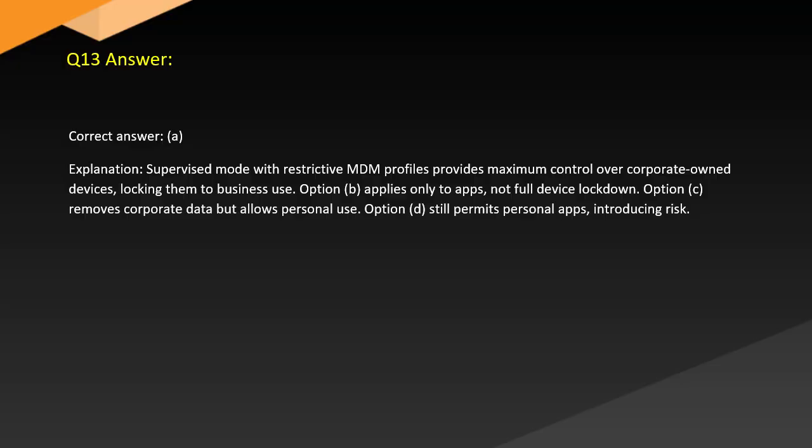Answer. Correct answer: A. Explanation. Supervised mode with restrictive MDM profiles provides maximum control over corporate-owned devices, locking them to business use. Option B applies only to apps, not full device lockdown. Option C removes corporate data but allows personal use. Option D still permits personal apps, introducing risk.